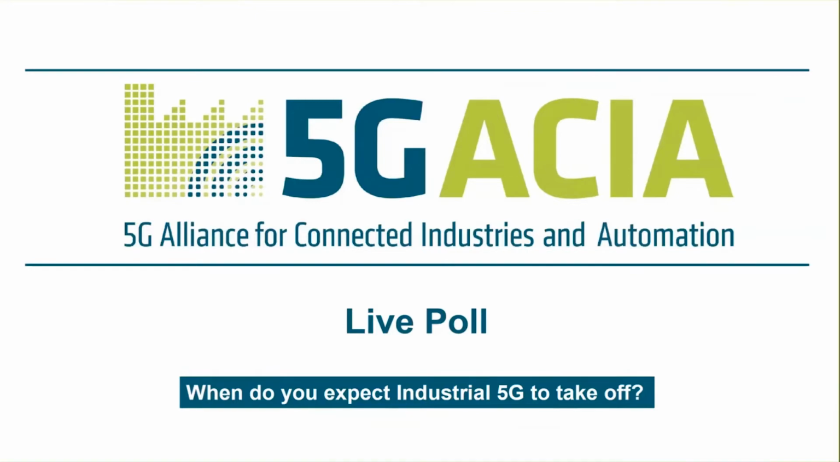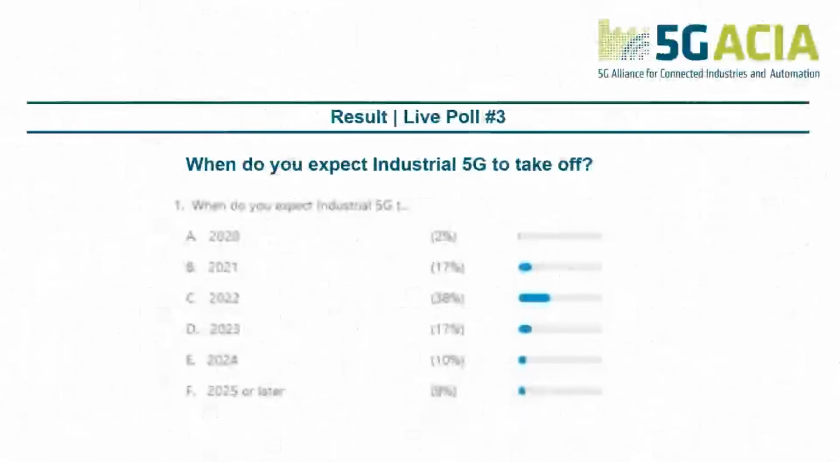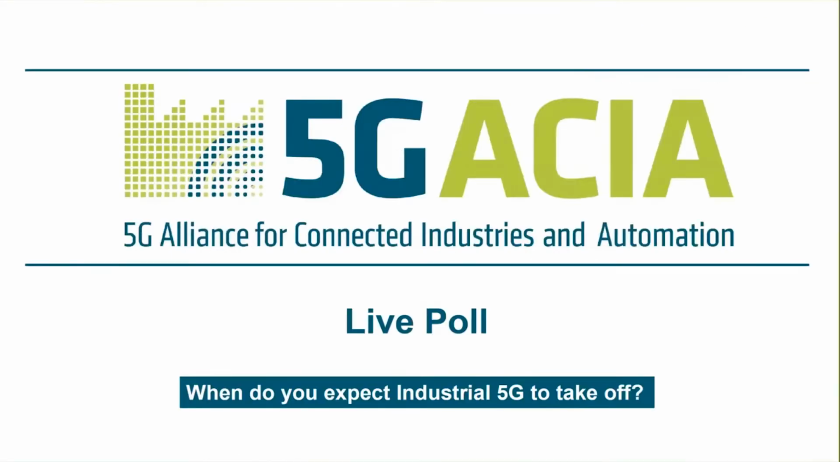Let's see the results. What do you think will happen? Okay, the majority think 2022 and beyond, some 2021, which is good. I would like to add one piece of information on the device capabilities for URLLC. It will not happen this year. We have to wait 1.5 to 2 years. So in order to have the whole range of categories, we have to wait at least till 2022 and beyond. So thank you.